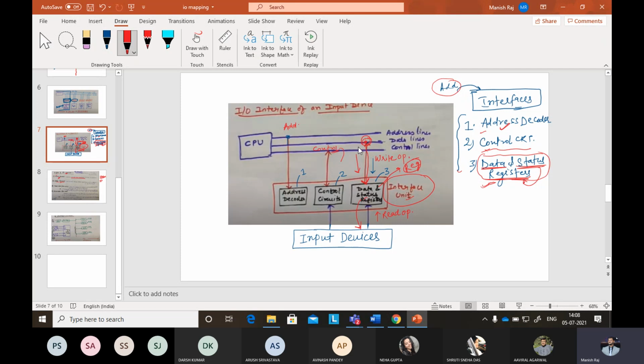Similarly, in the other direction, if you want to send some data to the CPU, first you will send some data, and this data will be stored in the interface. So this is the input device.